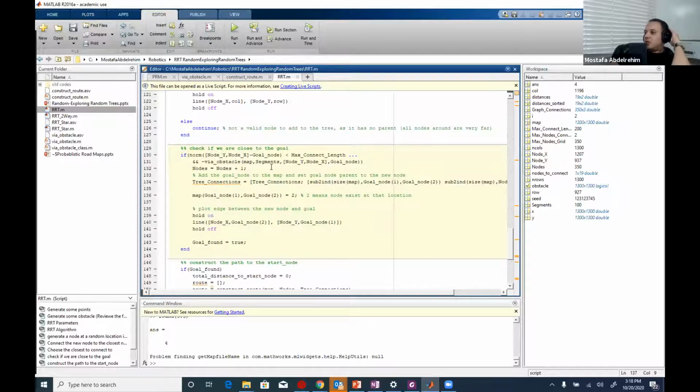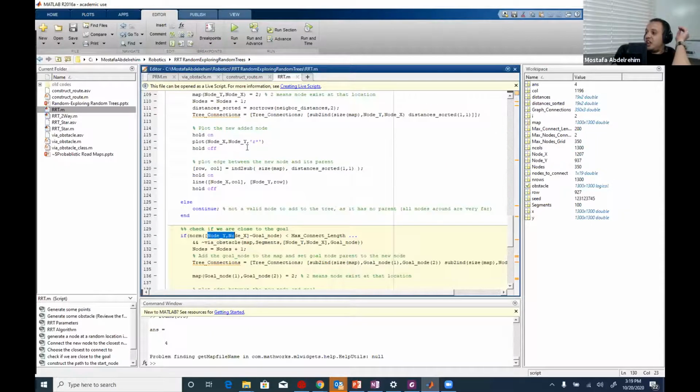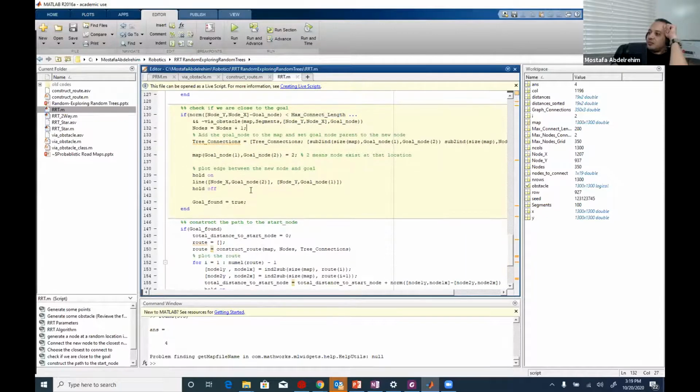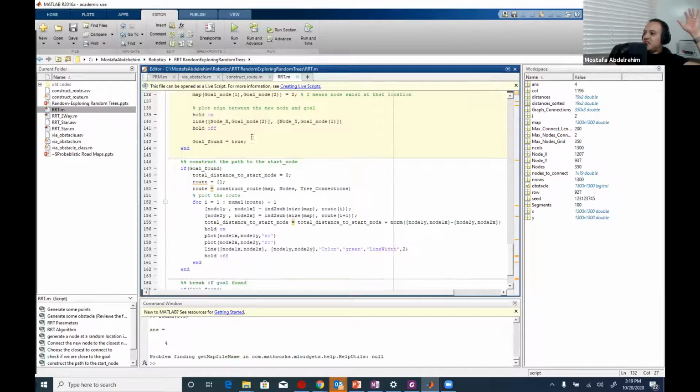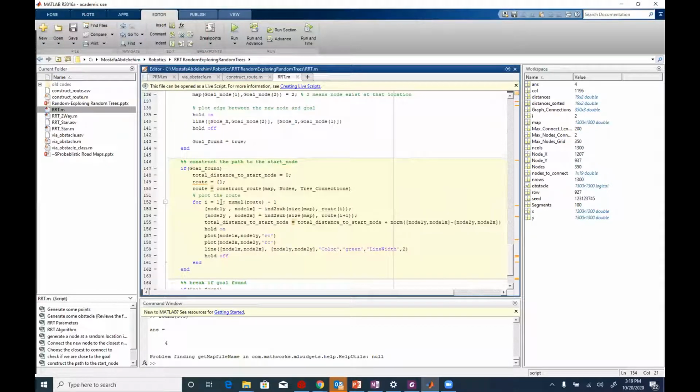Okay. So in here, this is the step. If the distance between the new node that we generated and the goal is within the range, the maximum connect length, I'm sure you know it because you submitted your homework, right? Then we connect the goal to this new node, okay? And that's it. After that, we construct the path.